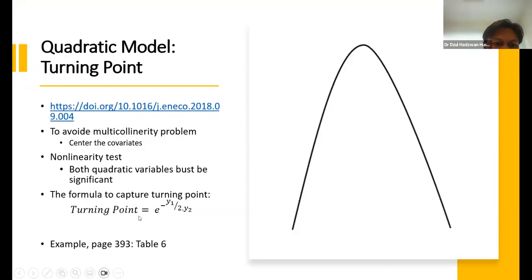Okay, so now the second question that we need to answer, the turning point. Most of the papers ignore this. But actually we need to inform the reader where the turning point is. If, let's say, we found that the two quadratic variables have a different sign or different magnitude, this is the formula that you can use. For an example from this paper, you can refer to page 393, table 6. No worries, I already screenshotted it here.